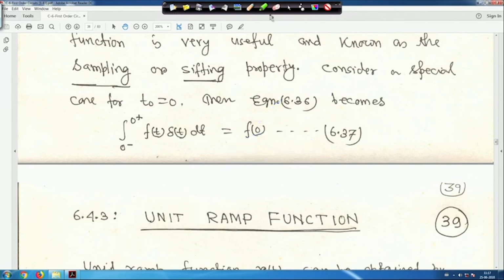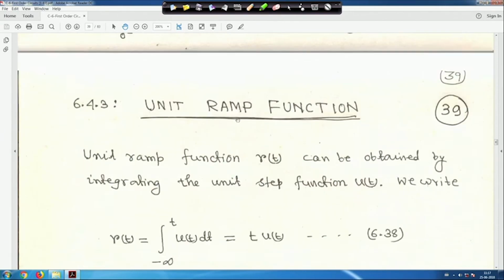So this is all regarding the impulse function. This is just for the sake of completeness that I have taken this. There are many other singularity functions, but we will come up to the ramp only, and some examples.